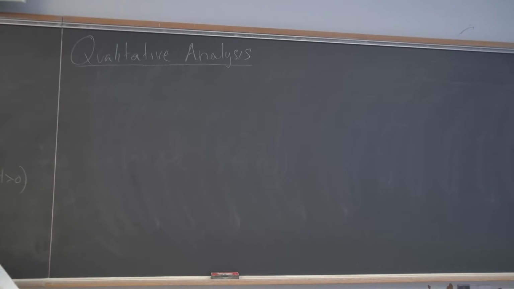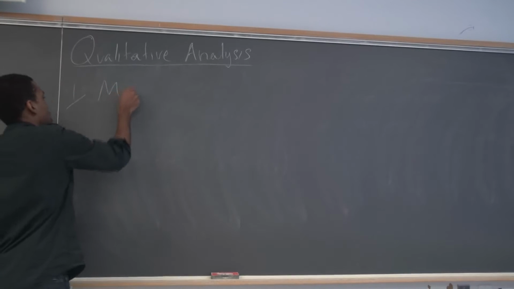And if you want to investigate further, you can either, in some cases, solve it explicitly. In other cases, approximate it using Euler's method or something like that. So let's start with qualitative analysis. Let's look at the Malthus model.